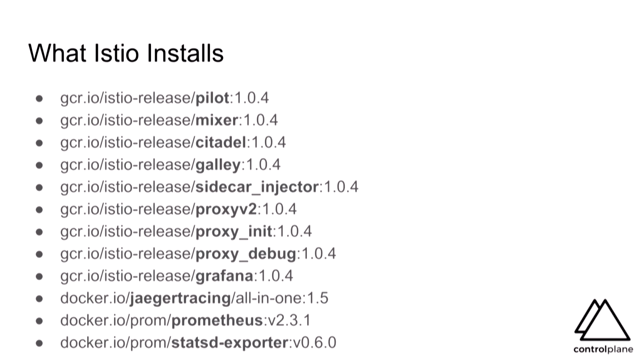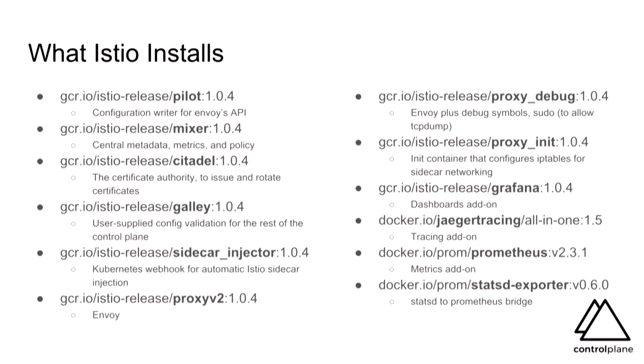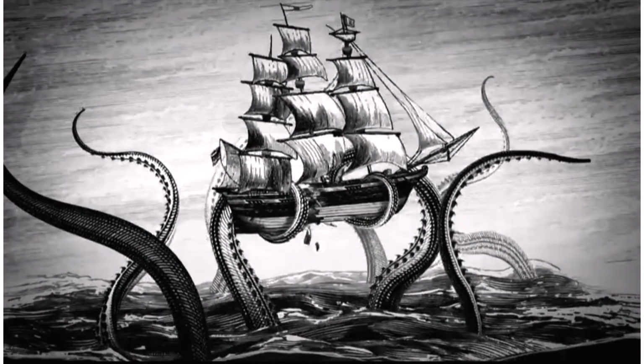We have Proxy, which is Envoy, Proxy Init, which is the iptables rules. Grafana, Jaeger, and Prometheus are the observability and tracing tools. And finally, a StatsD exporter bridge. Why is this important? Well, this is what I think of when I think about images pulled straight from the Docker Hub.